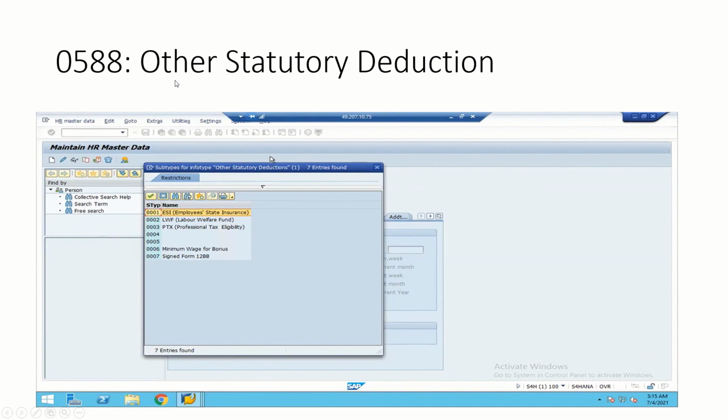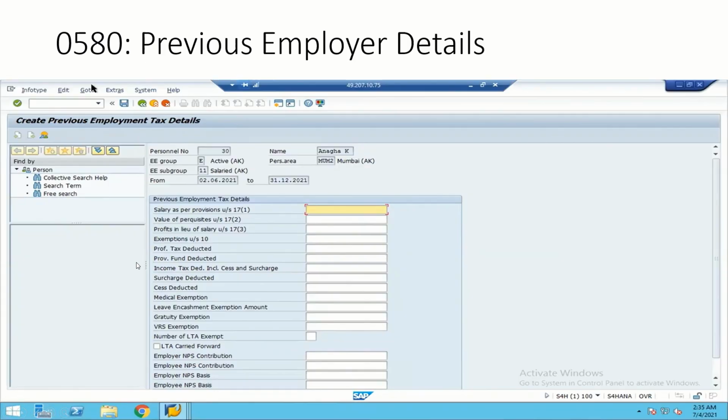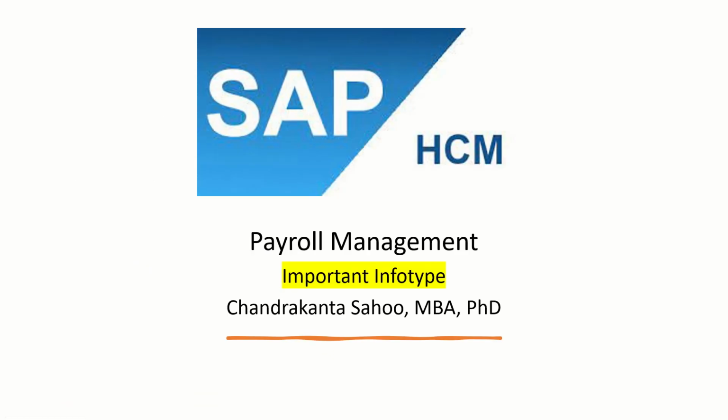So 588 is for other statutory deductions like ESI deductions, labor welfare deductions, professional tax eligibility, minimum wages for bonus, PF. All these statutory deductions can also be deducted here. So these are the various aspects that we discussed. The HR consultant, basically the SAP consultant, must know these things and help the concerned end users to maintain data. Thank you very much.